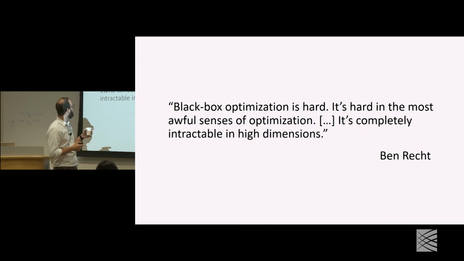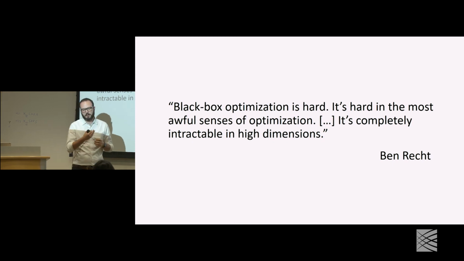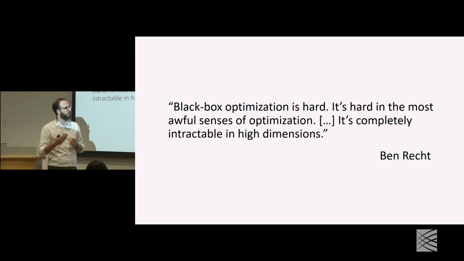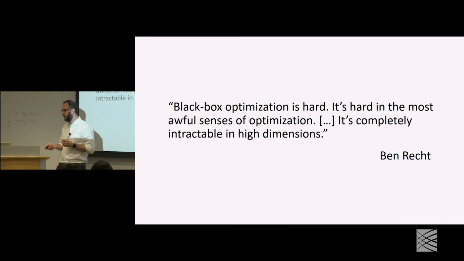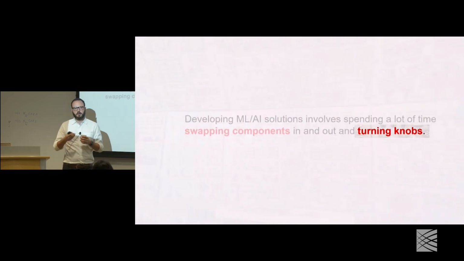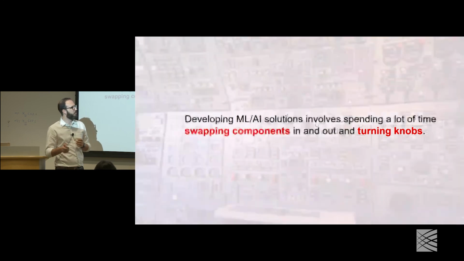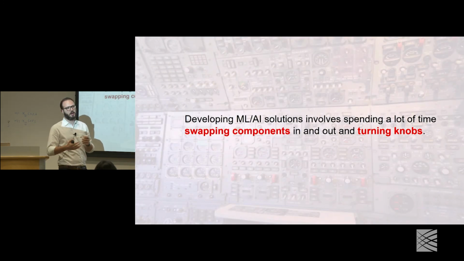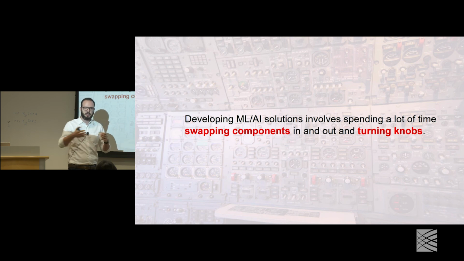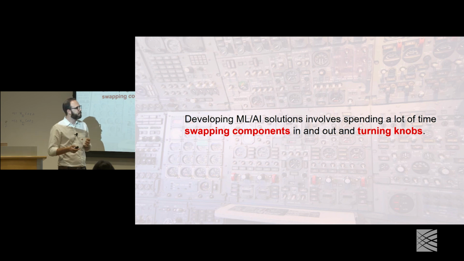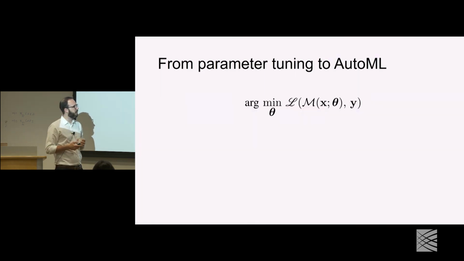I will go through some examples soon. And as Ben Recht said, this is called black box optimization. It's hard, and it's hard in the most awful sense of optimization, and it's completely intractable in high dimensions. And I completely agree. So you can imagine that going from turning just a few knobs of a model, which people have actually been doing pretty successfully, to basically going back to the full solution, trying to find an automated machine learning pipeline end-to-end, from the data to the parameters, is pretty tough. And that's exactly the problem that we set out to solve in this talk.